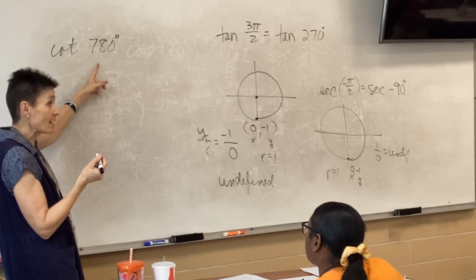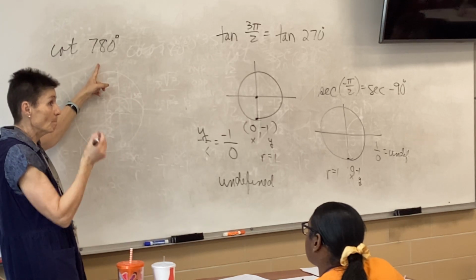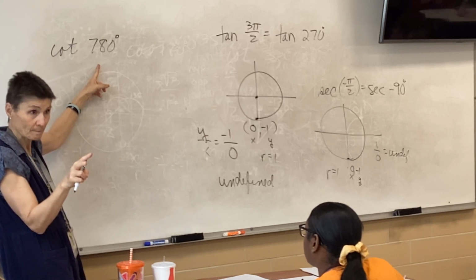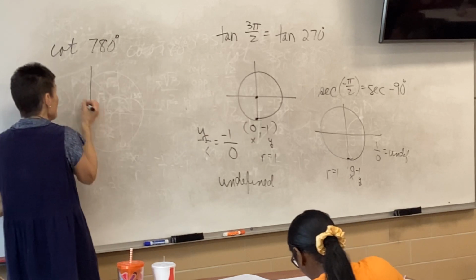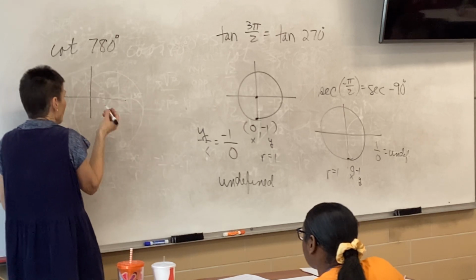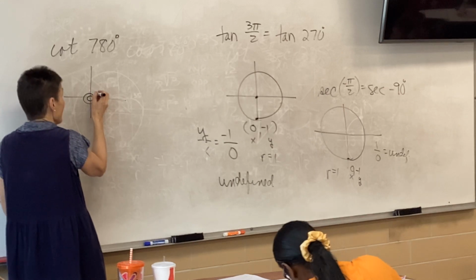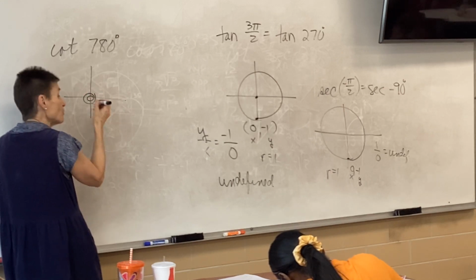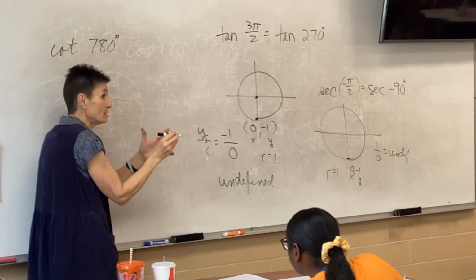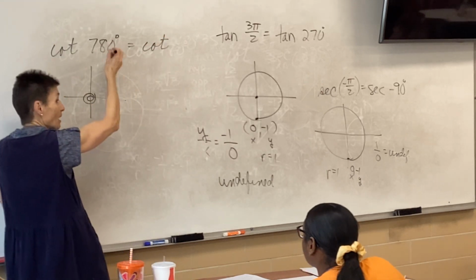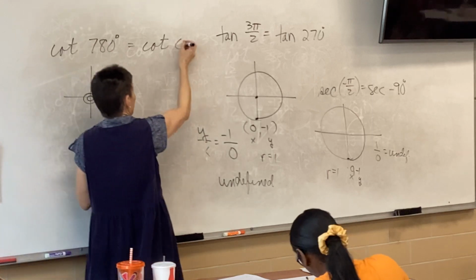Because isn't 780 more than 2 times around? 2 times around would be 720. So if I drew this, which no normal person's ever going to draw, you go round and round and then some extra. All you really care about is the extra. So how much extra are we going to have here? When we take out those extras, we're going to have 60 degrees.